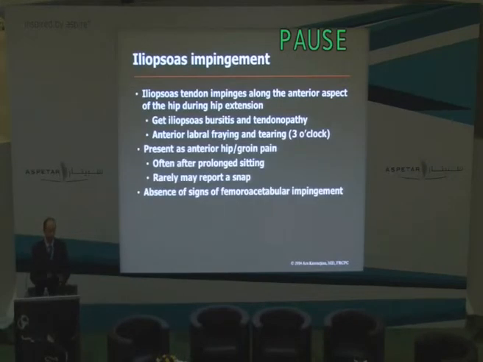So iliopsoas impingement, for those who aren't familiar with it, is when the iliopsoas tracks along the anterior aspect of the hip, typically during hip extension, and you get bursitis and tendinopathy of the iliopsoas tendon. You also, because of that friction along the anterior capsule, can get lesions of the anterior labrum. And these present with anterior hip and groin pain after prolonged sitting. Occasionally, they can report a snapping hip. And I'm not going to go into snapping hip because I think it's a better ultrasound diagnosis. And these are the patients that have no other anatomical signs of femoroacetabular impingement. So they don't have the cam lesions, they don't have any pincer lesions.